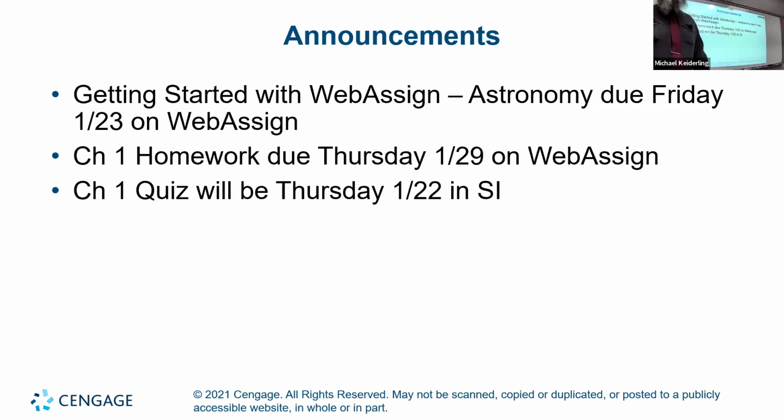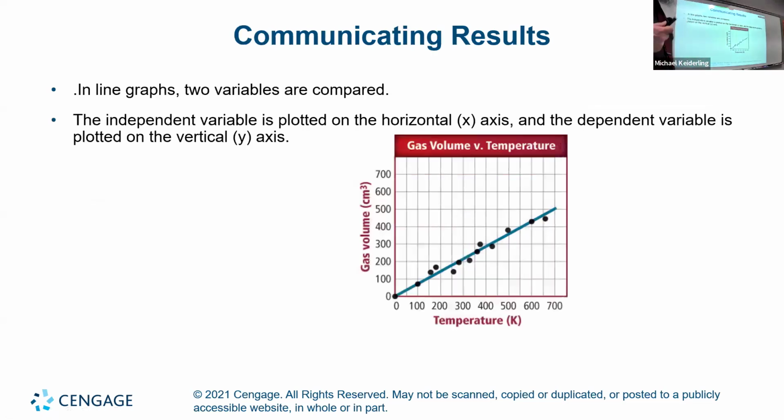Okay. I will continue with, oh, it helps if you turn it on. Let's talk about how we communicate results. So one of the most useful tools we use when presenting results in science are graphs. Line graphs or scatter plots are some of the most common tools used.